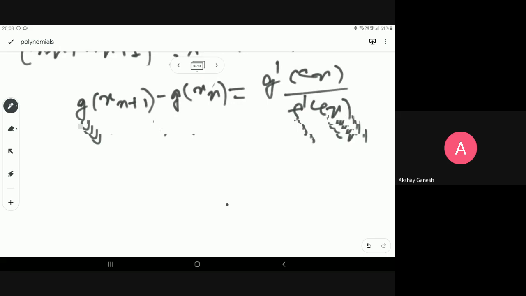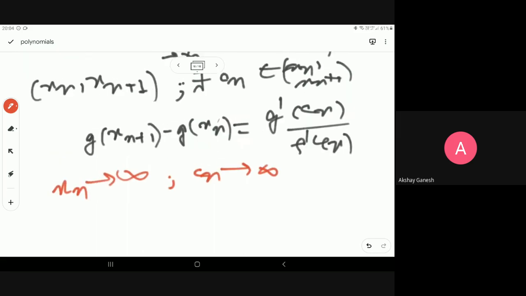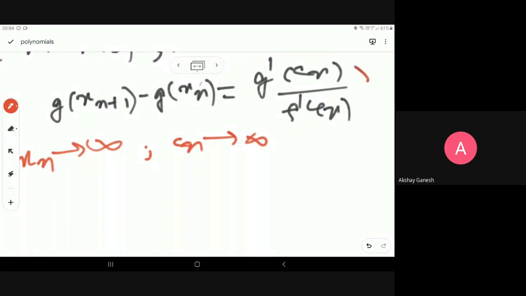Right. So also note that as xn goes to infinity, that is when n goes to infinity, cn must also go to infinity because it is sandwiched between xn and xn plus 1, right? So now think about this term. What is the limit of this term as n goes to infinity?